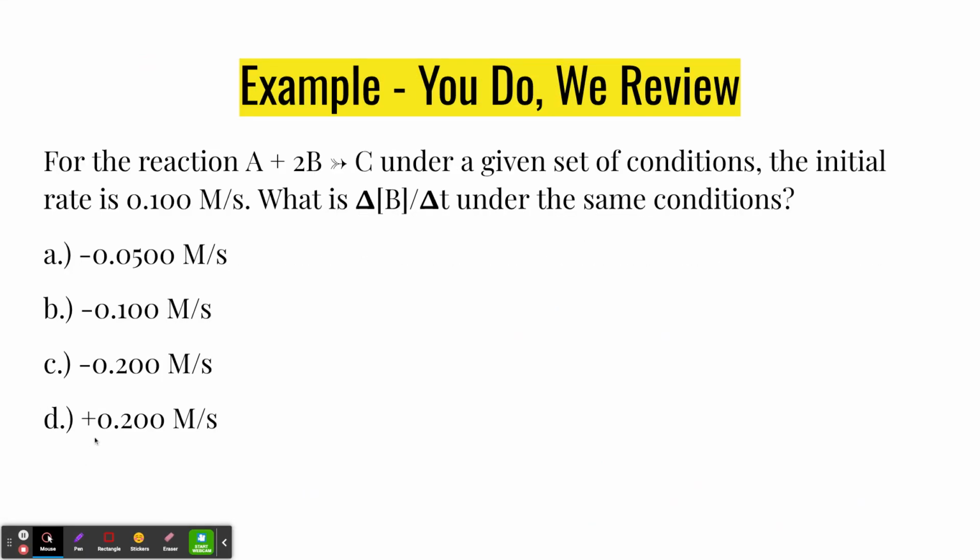The next one says, for the rate of reaction A plus 2B yields C under a given set of conditions, the initial rate is 0.100 molar per second. And I want to know the change in concentration of B with respect to t under these same conditions. So take a moment, guys, and solve this one on your own.